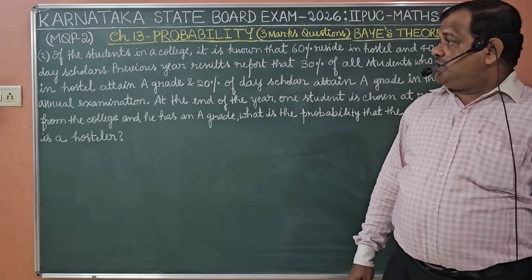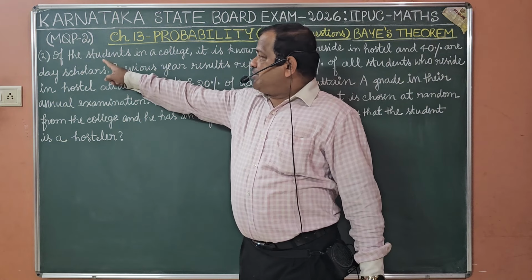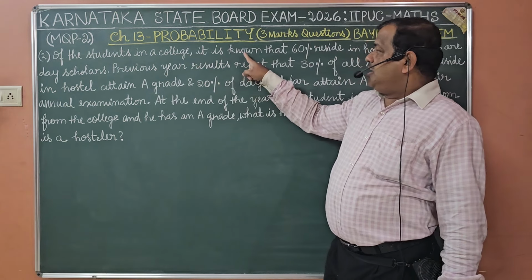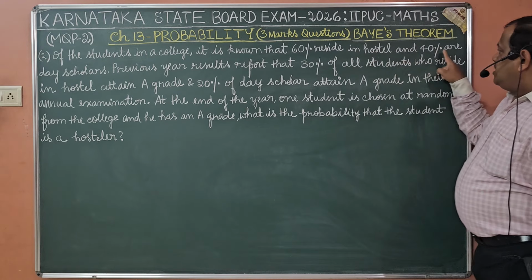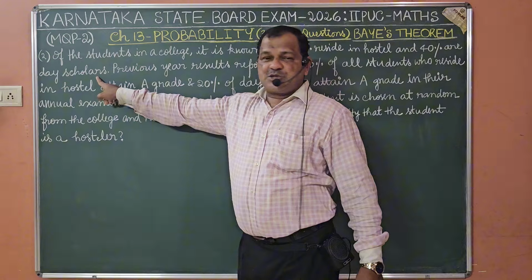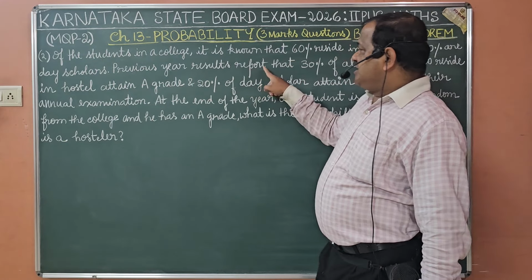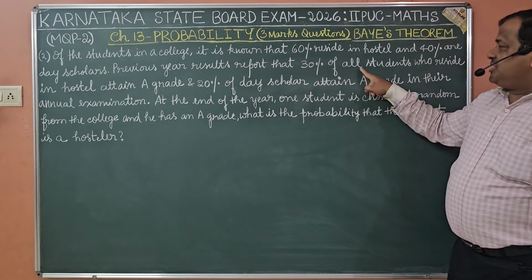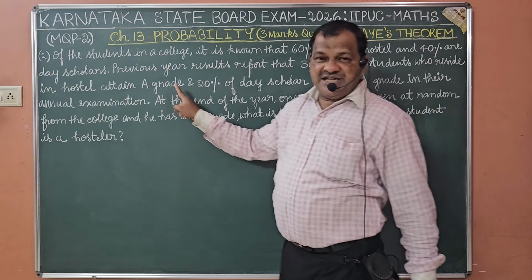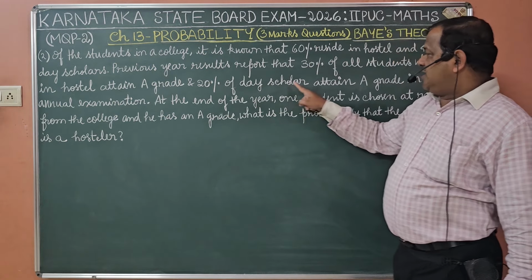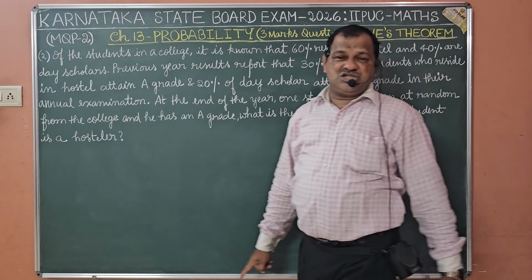Here is the next question from model question paper 2. Kindly go through the complete question. Of the students in a college, it is known that 60% reside in hostel, 40% are day scholars, means they do not reside in hostel. Previous year results report that 30% of all students who reside in hostel attain A grade and 20% of day scholars attain A grade in the annual examination.